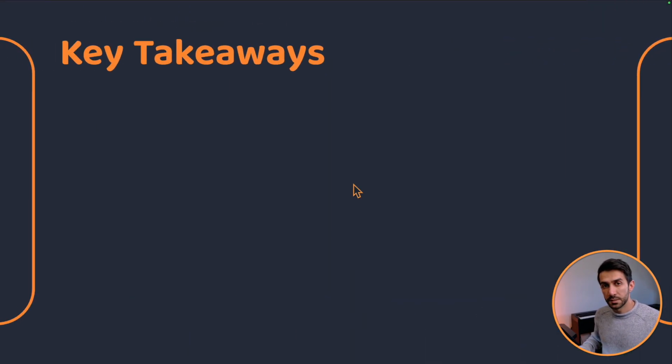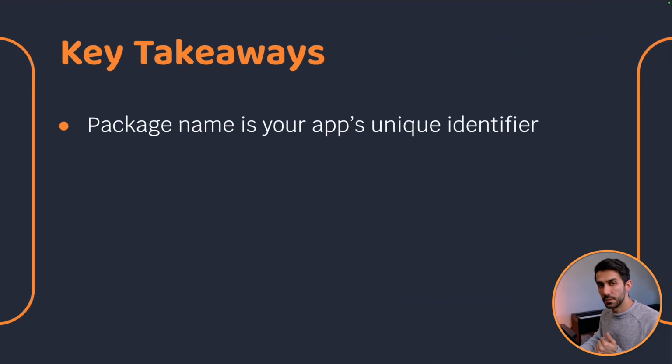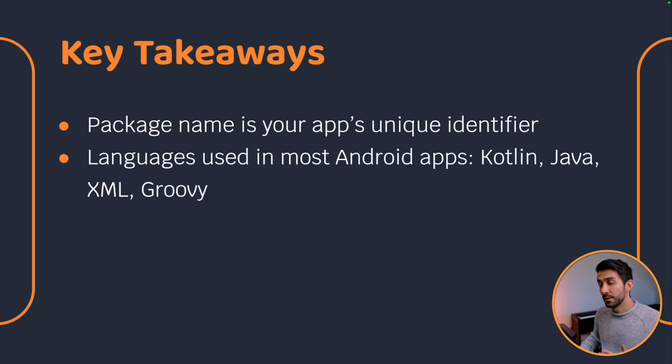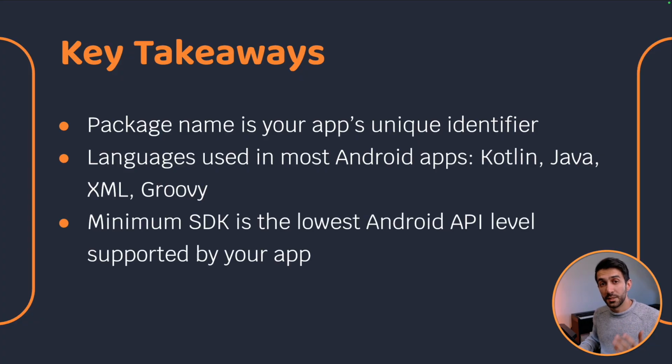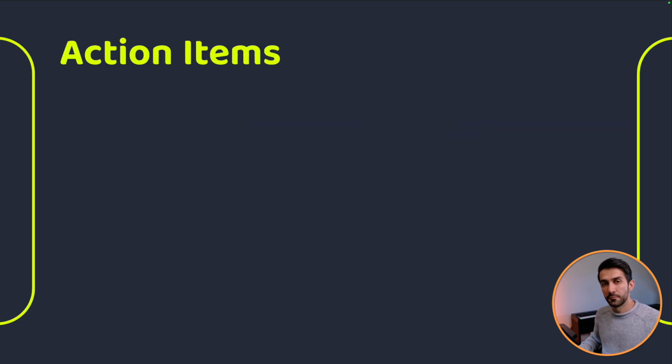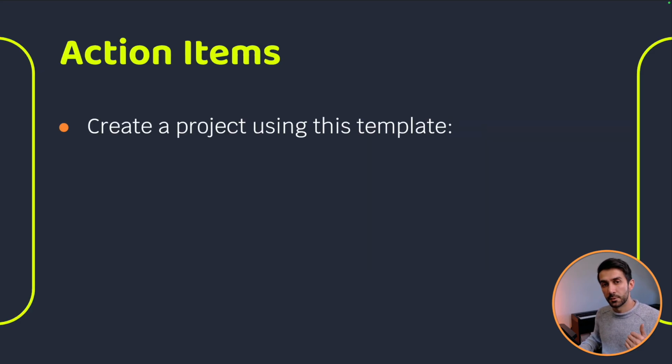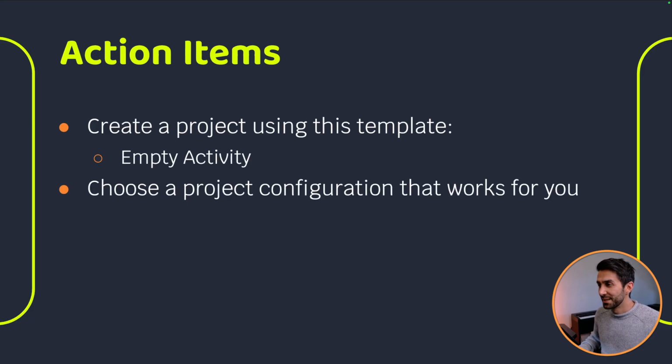So the key takeaways of this lesson: package name is your app's unique identifier. Languages used in most Android apps are Kotlin, Java, XML, and Groovy. And the minimum SDK is the lowest Android API level supported by your app. And so the action item for this lesson is to create a project using this template, and choose a project configuration that works for you. And see you in the next lesson.